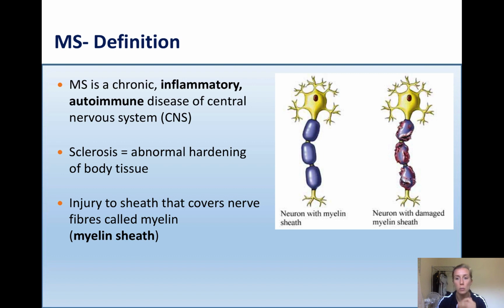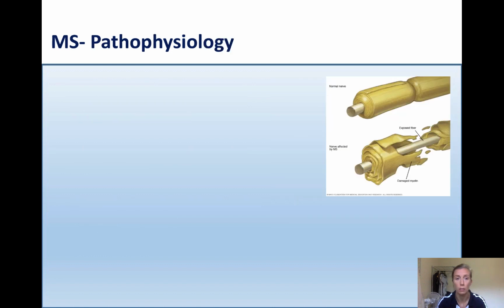So when we're trying to define MS, what we're talking about. MS is a chronic inflammatory autoimmune disease of the CNS, which is our central nervous system, so brain and spinal cord. Now, the term sclerosis describes abnormal hardening of body tissue. And ultimately what's happening, which we can see in the figure on the right, is an injury to the sheath that covers the nerve fibres, which we call myelin. So the myelin sheath, which protects the nerve fibres, is basically being damaged. We can see the normal myelin sheath on the left, and the damaged myelin sheath on the right. So this is ultimately going to have a knock-on effect to the function of that nerve.